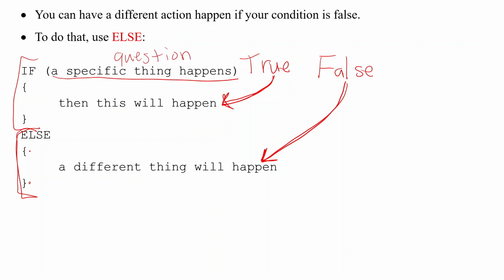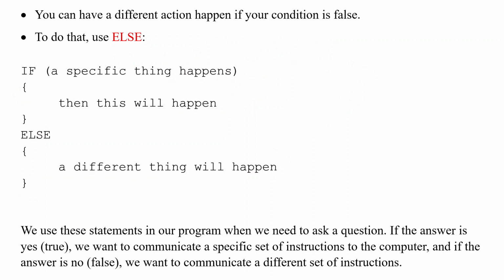And we're going to see plenty of examples of how we ask questions here, usually with a comparison operator. This is a question that is going to evaluate to true or false. If it's true, the stuff in the if bracket will run. If it's false, the stuff in the else brackets will run. We use these statements in our program when we need to ask a question.